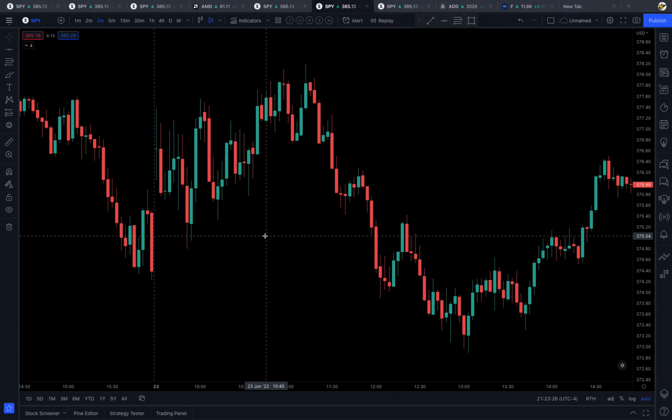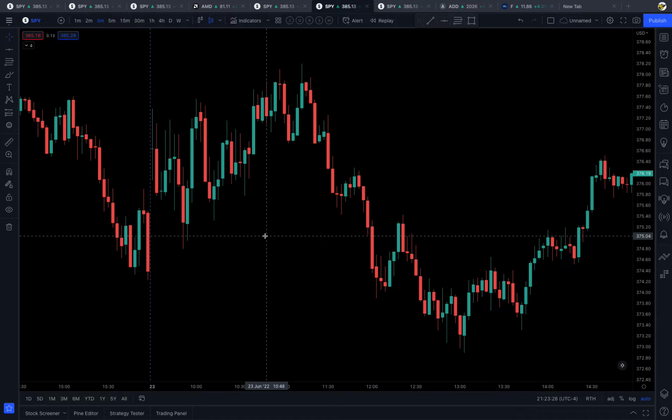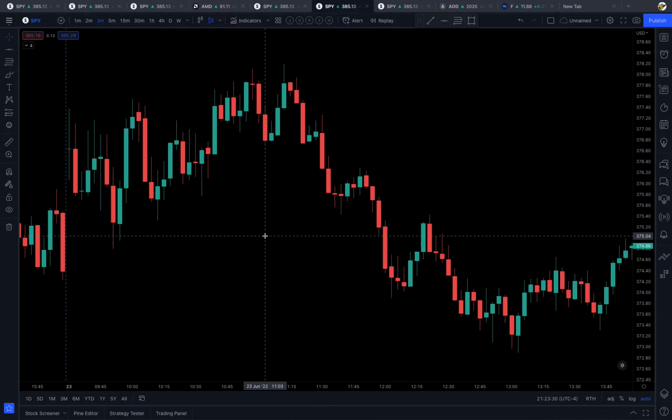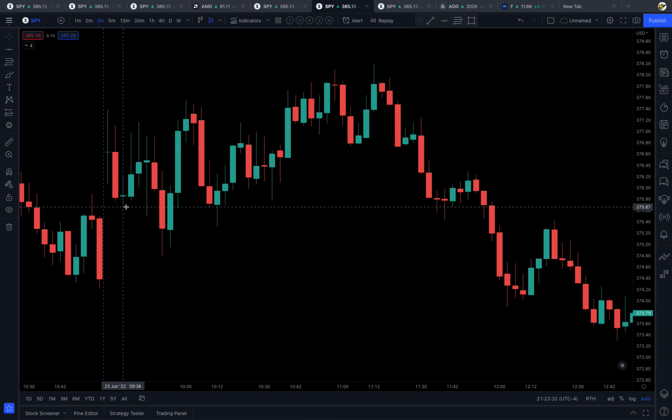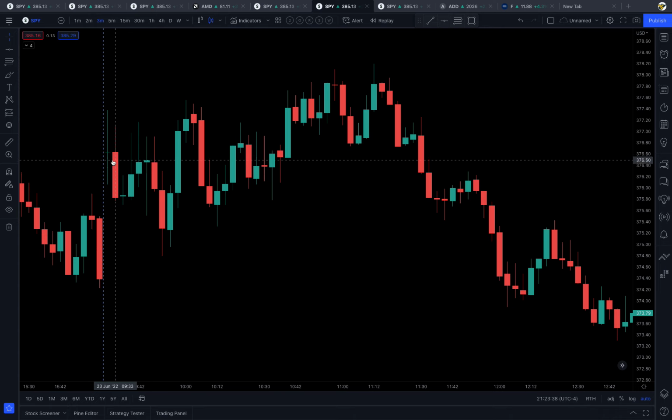Same thing on this day here, I think. Actually, this day here, I wouldn't have jumped in there because of the doji. So this second red candle, and then this third candle here, it didn't break, so I wouldn't have got in on this play, but I would have switched to the 5 minute to see what the 5 minute would have done.